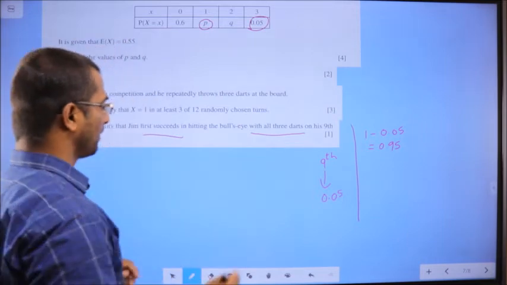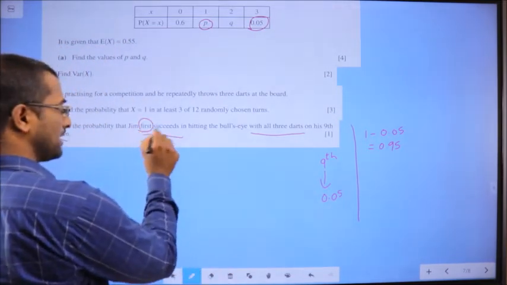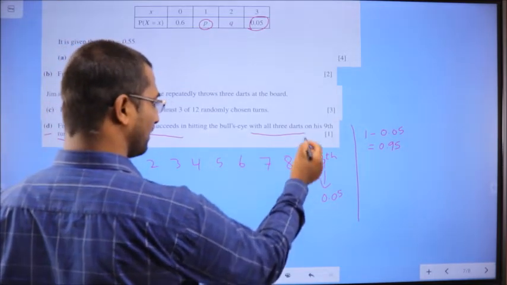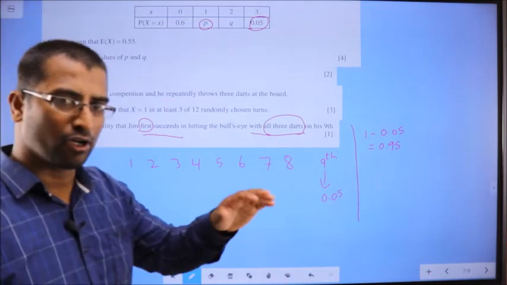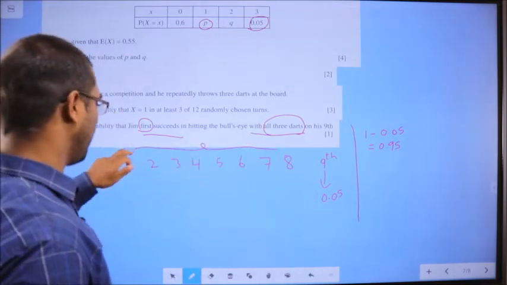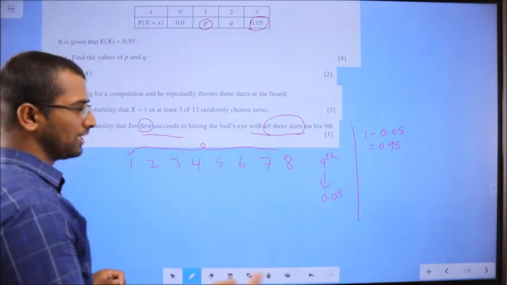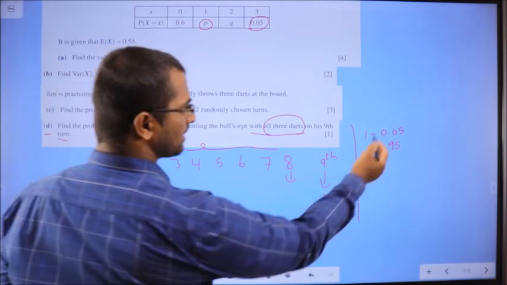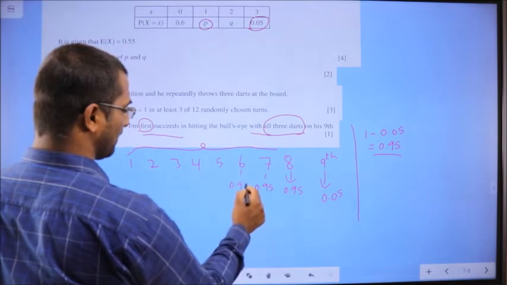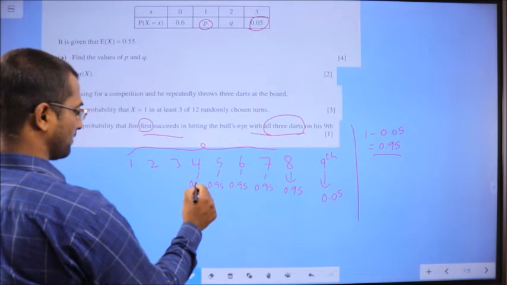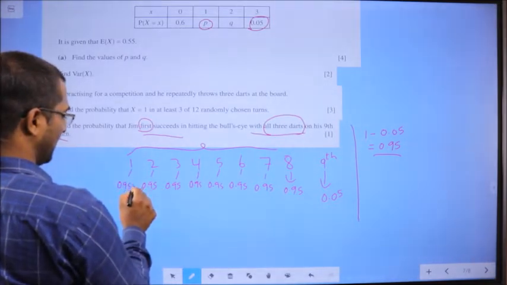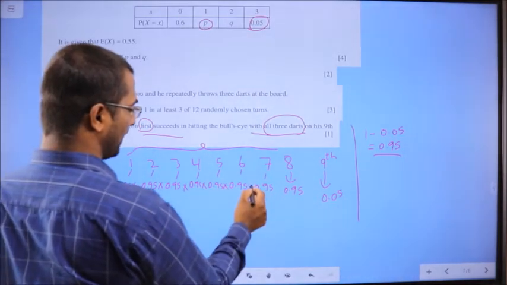You will understand now. Wait. Here is what is making a difference: first to succeed. That means in his previous attempts, he should not hit with all the three darts. The probability of hitting all the three darts should happen for the first time on the 9th turn only. That means all these times he should fail. So the probability of not hitting with all the three darts is 0.95, for this as well, and for this as well. In between them it should be multiplication, since all should happen at once.